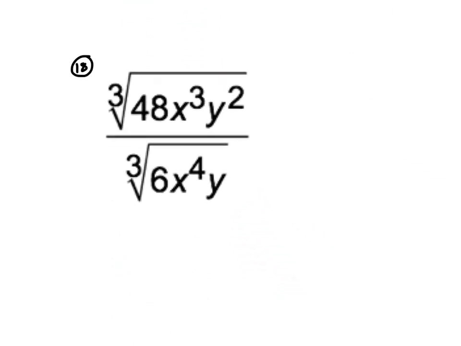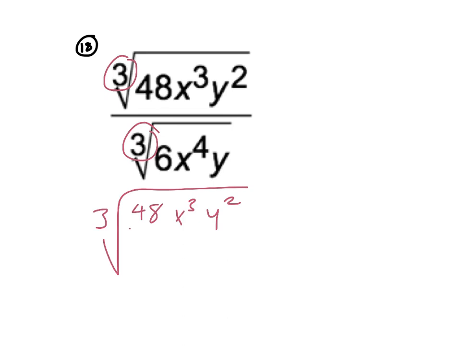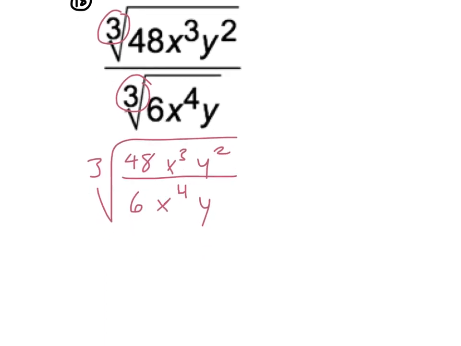18. We have the same index here, so we can write them all under one big radical. So we have 48x cubed y squared on top, and 6x to the 4th and y on the bottom. So now we're going to cancel out as much as we can. So 6 goes into 48 8 times. 48 divided by 6 is 8, so we're left with 8 as our numbers.